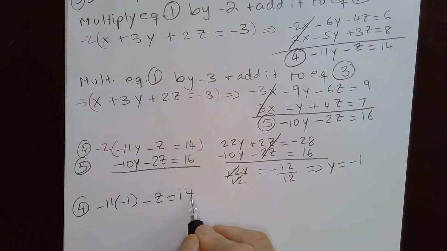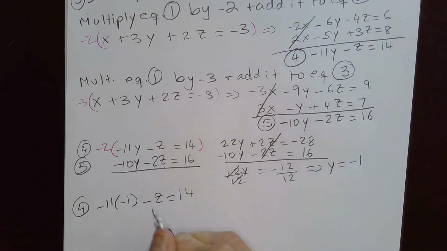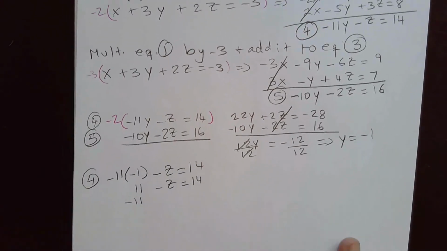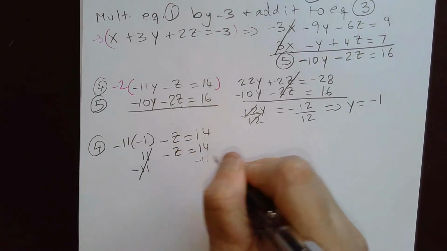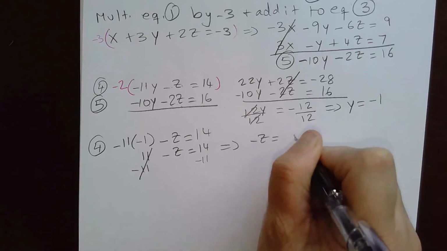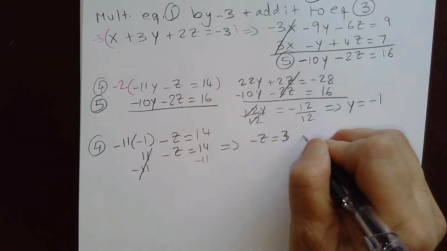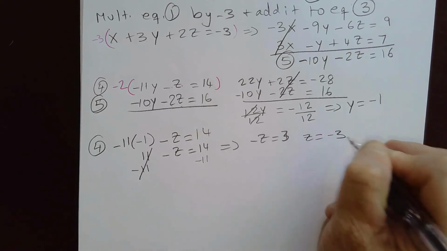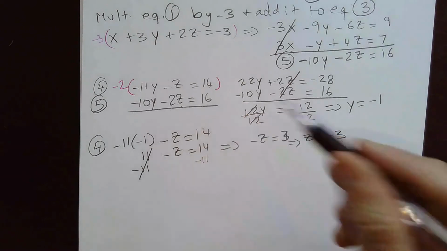So you can see equation 4 in here and in here. Okay, now you get to solve for z. Negative 11 times negative 1 is 11, minus z equal to 14. Subtracting 11, we get negative z equal to 3, and multiplying everything by negative 1, we get z equal to negative 3. So we solved for y and we solved for z. Now we're left with x.